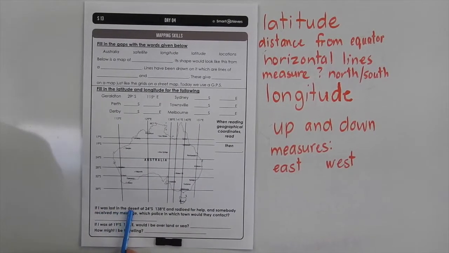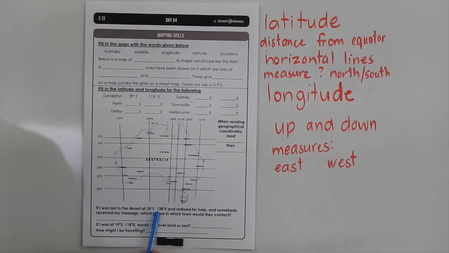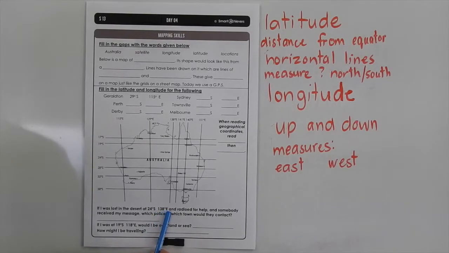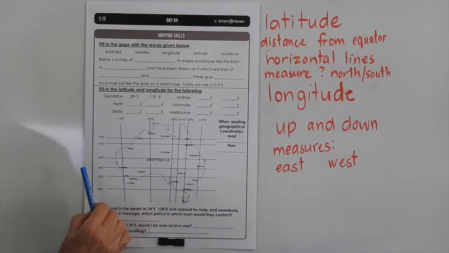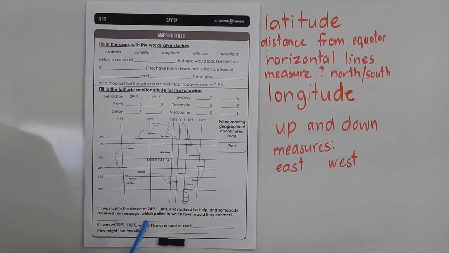If you were lost in the desert at 24 degrees south and 138 degrees east and radioed for help, and somebody received your message, which police in which town would they contact? So you have to work out where you are, what would the nearest town be, and who would they be contacting. There's another second example there for you too.